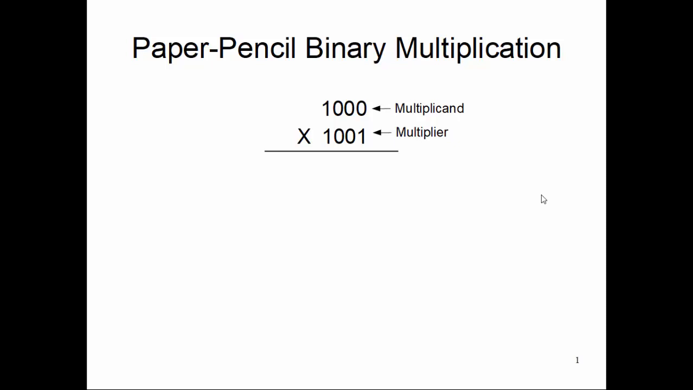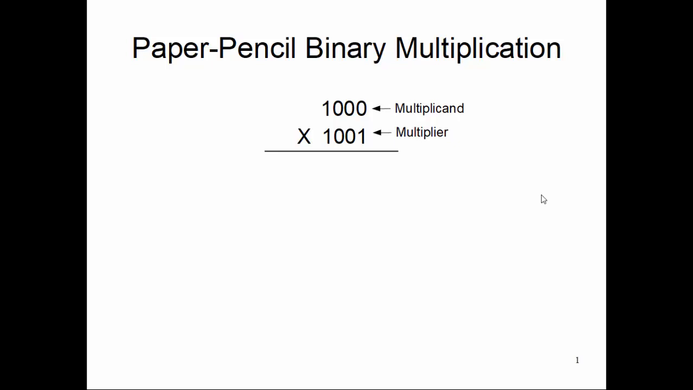As you recall, for the two terms we have specific names. One is called multiplicand and another is called multiplier. So here in this example, the multiplicand is decimal 8, which in binary is 1000, and the multiplier is decimal 9, which in binary representation is 1001.